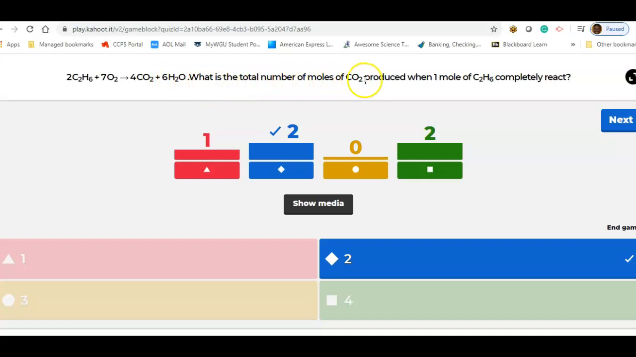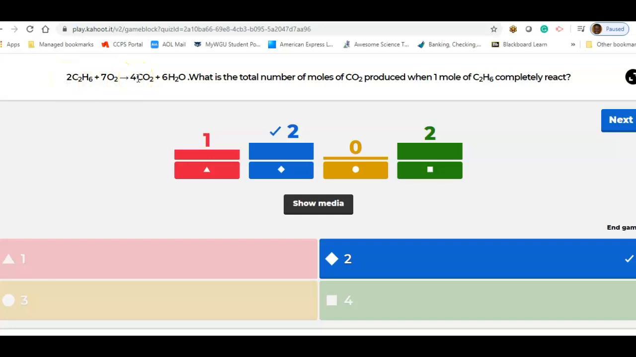What is the total number of moles of CO2 produced when 1 mole of C2H6 completely reacts? Look at the question first. CO2 and C2H6: C2H6 is 2 moles, CO2 is 4 moles. This is a ratio of 2 to 4, which means 1 to 2. If you change the 2 to 1, you divide by 2 to get 2 moles. So it's just like reducing this to 1, and this becomes 2.